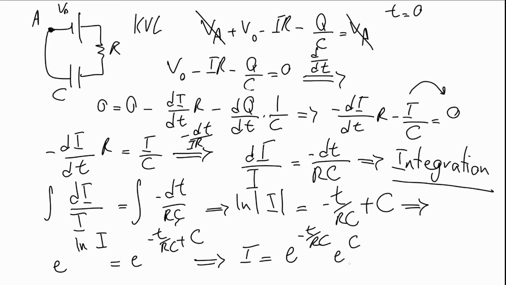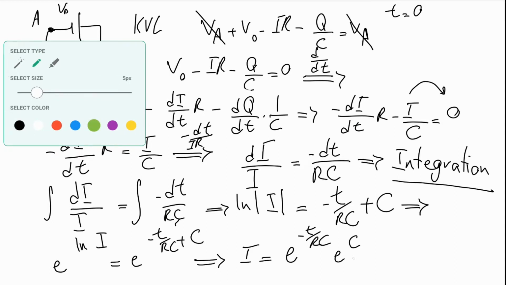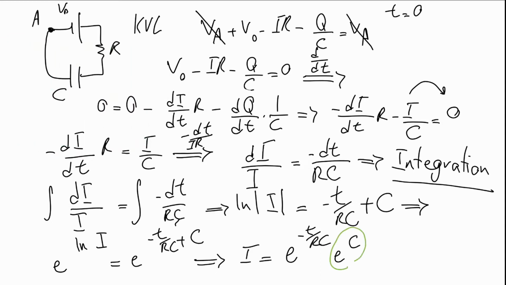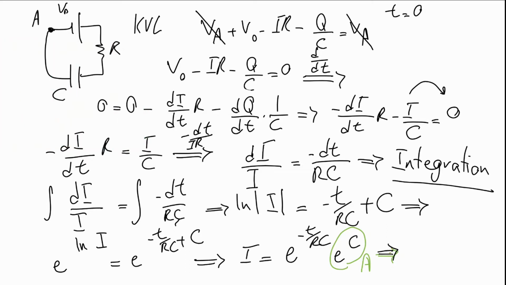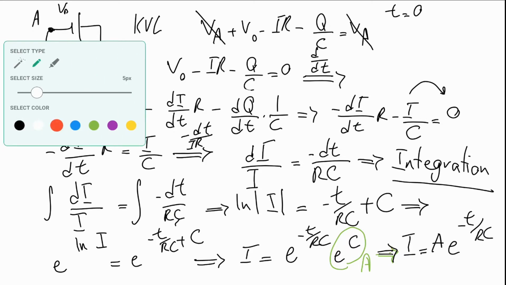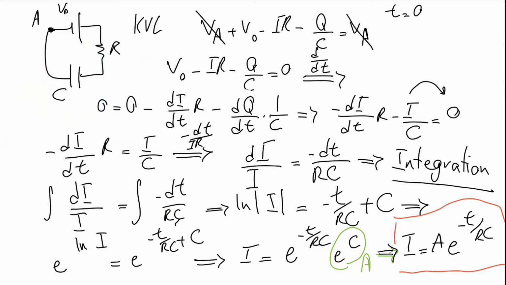Now I would like to consider this part as an A. So the equation would be something like I equals A multiplied by e to the power of minus t over RC. This is an important formula. But what is important for us now is what is this A? How can we calculate this one?